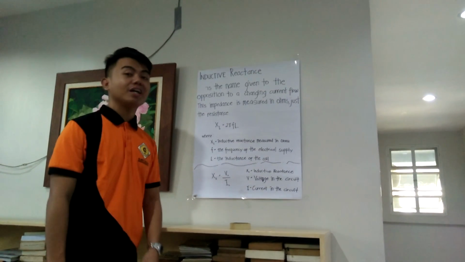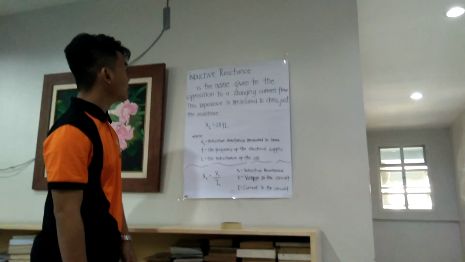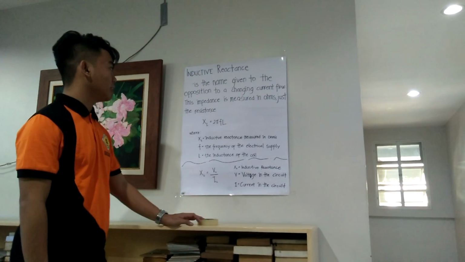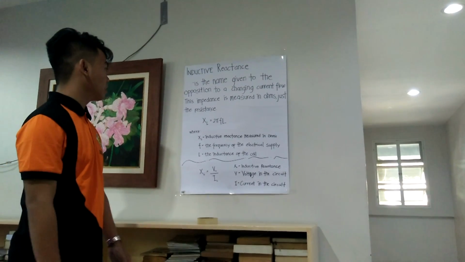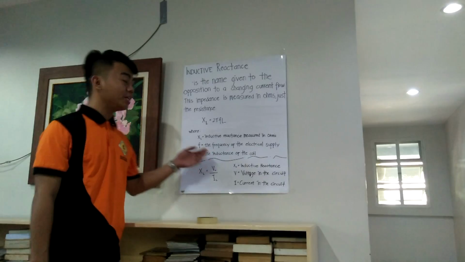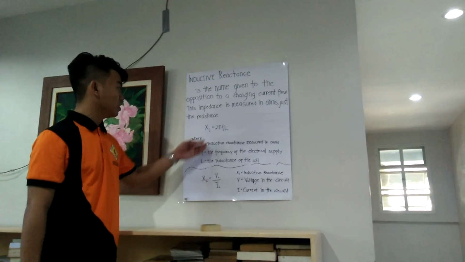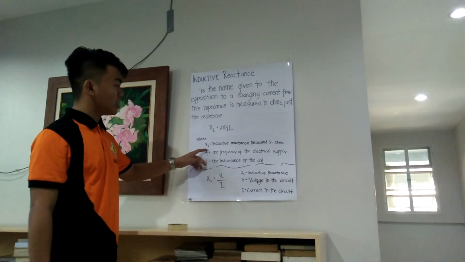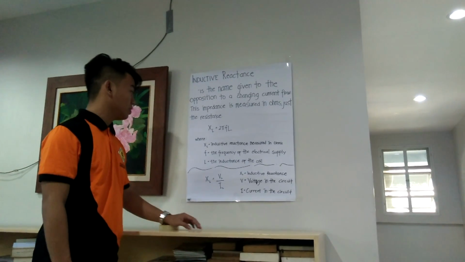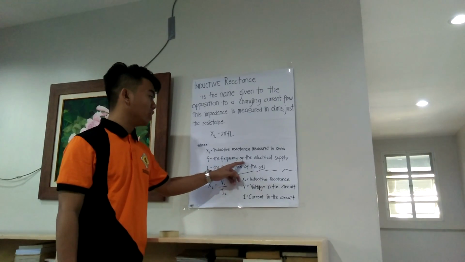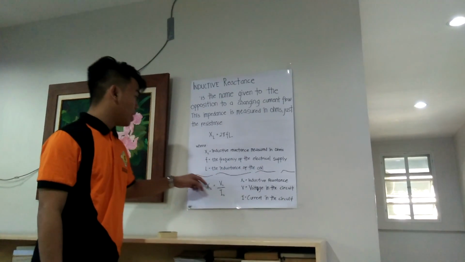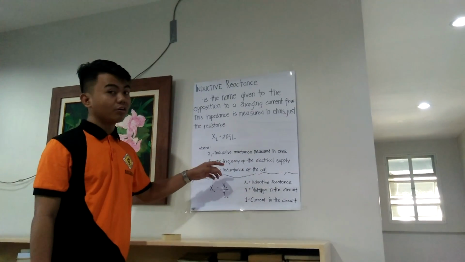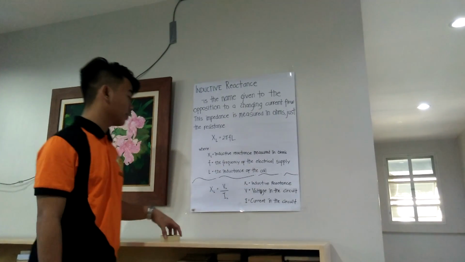Let's discuss inductive reactance. Inductive reactance is the name given to the opposition to a changing current flow. This impedance is measured in ohms, just like resistance. The formula for inductive reactance is X sub L equals 2 pi f L, where X sub L is the inductive reactance measured in ohms, f is the frequency of the electrical supply in hertz, and L is the inductance of the coil or inductor in henries.